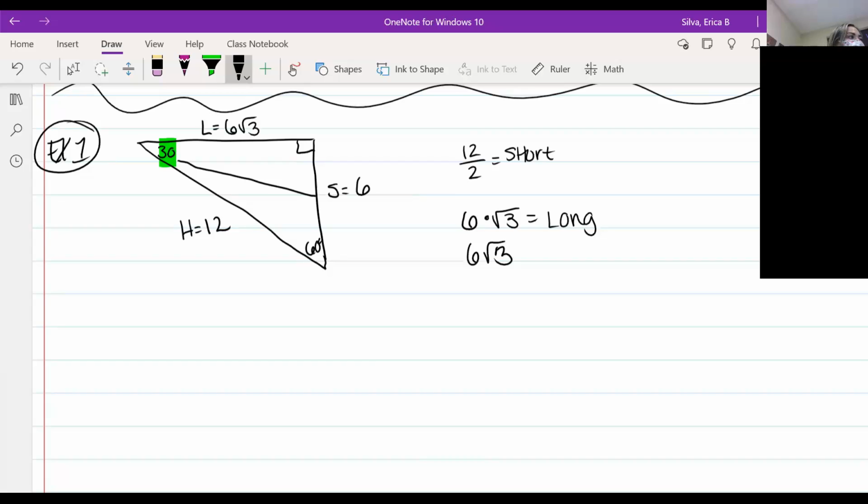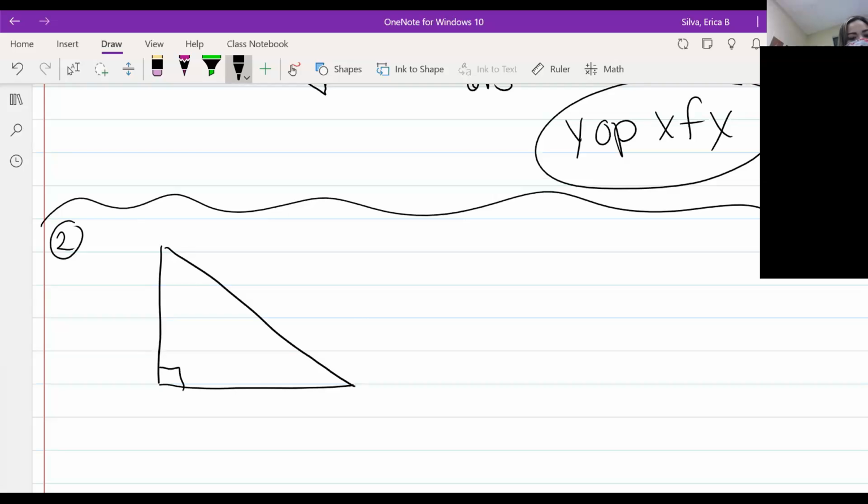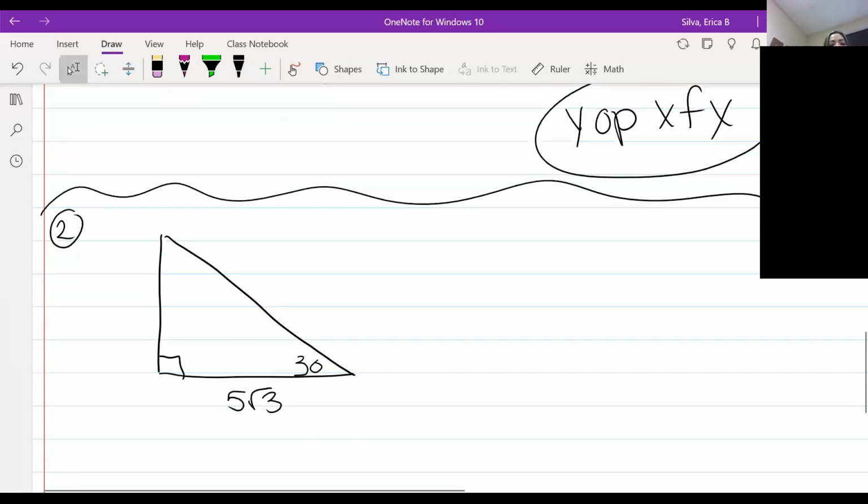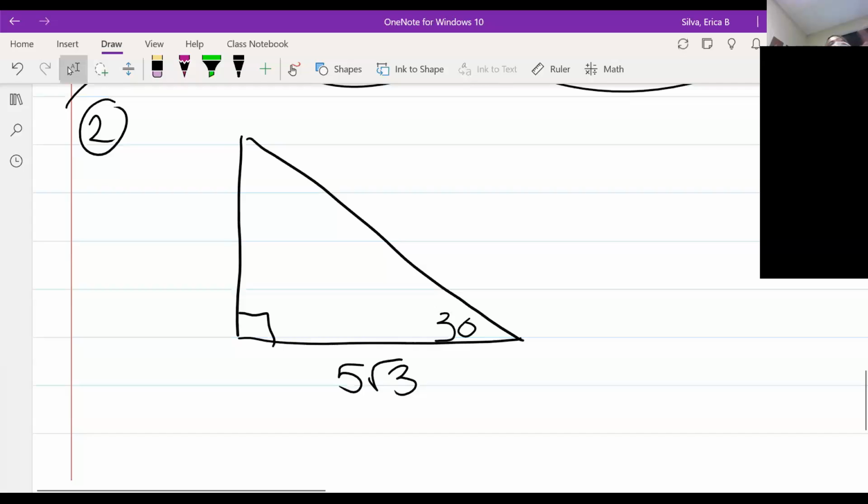All right, so go to your Pear Deck and let's go ahead and try the first problem. We have 5 square root of 3, and my 30 degree angle is here. All right, so we have a 90 degree angle and a 30 degree angle. What can we conclude about this triangle? What kind of triangle is it? 30, 60, 90. It's a special right. It's a 30, 60, 90.